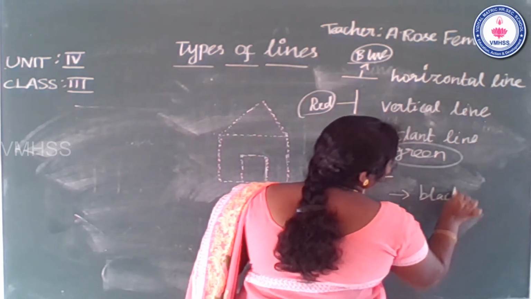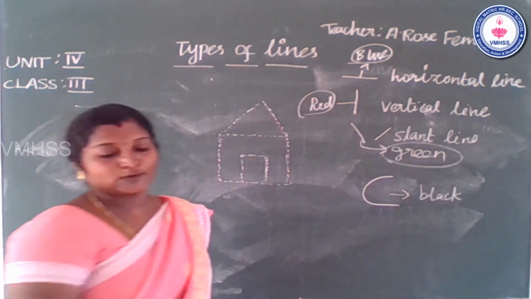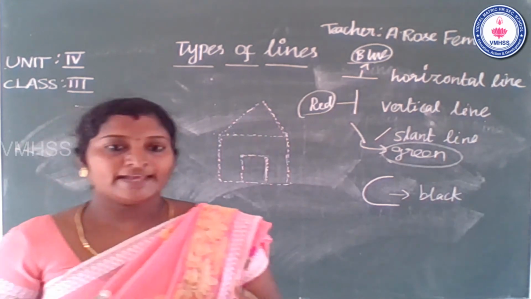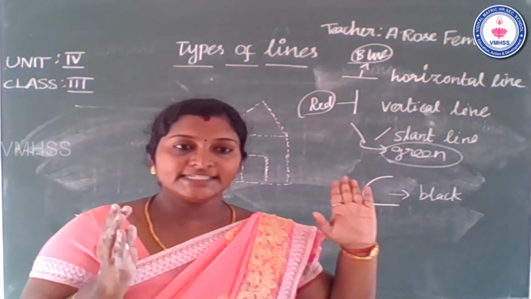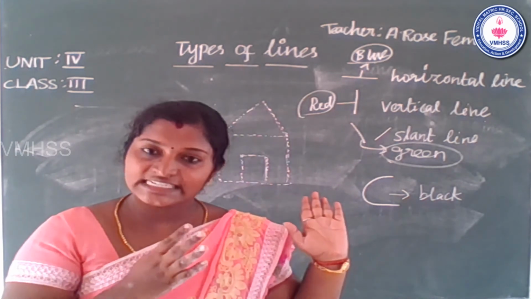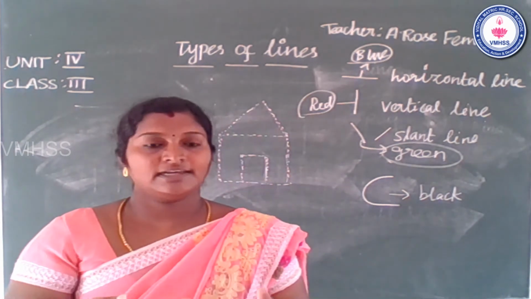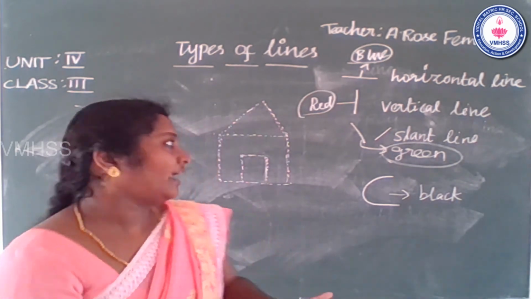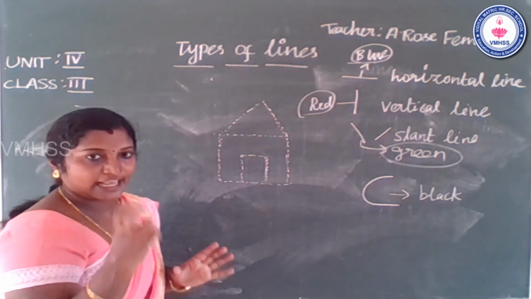I will only give you a clue. You try this sum. What is a horizontal line, what is a vertical line, what is a slant line, and what is a curved line? First you identify the lines. I will only give the clue first.